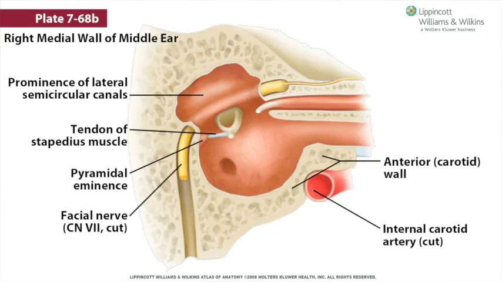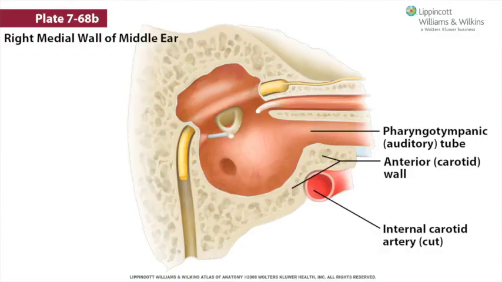Inferior to these prominences is the pyramidal eminence, through which passes the tendon of the stapedius muscle, which will be described shortly. The anterior wall of the tympanic cavity, or carotid wall, contributes to the carotid canal, which houses the internal carotid artery. When you hear pounding in your ears during physical exertion, it's due to the proximity of this pulsing artery to the auditory apparatus.